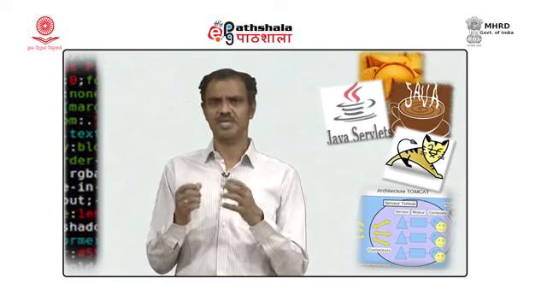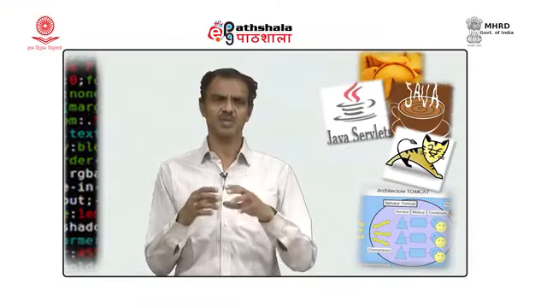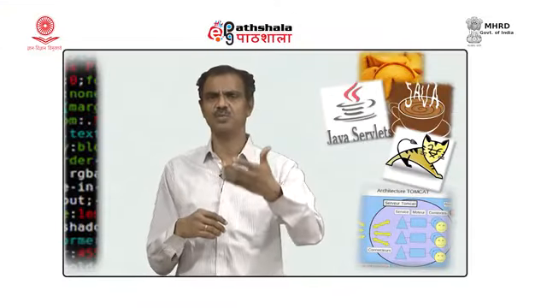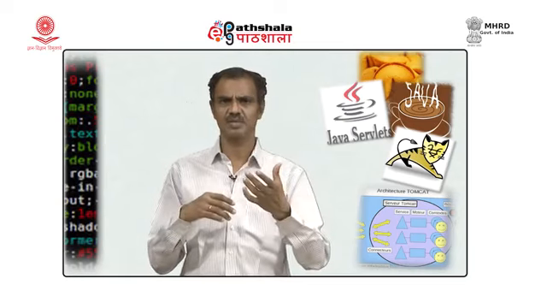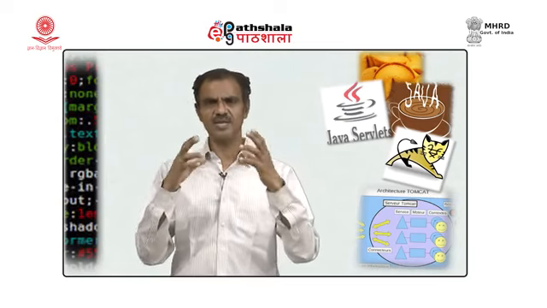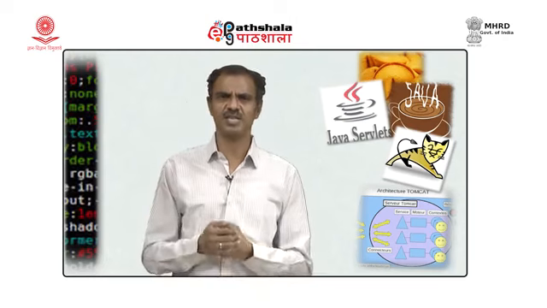Another scripting element which can go in a JSP page. When it is getting translated, it is all about output, out.println, out.println, but sometimes there is something which you would like to put in a loop. You would like to repeat output of a certain part maybe 5 times. So, how do I do it? In HTML, we do not have any such provision, right?